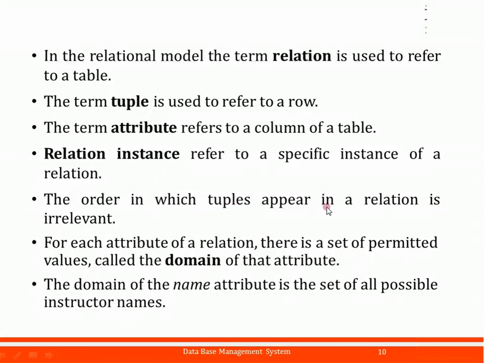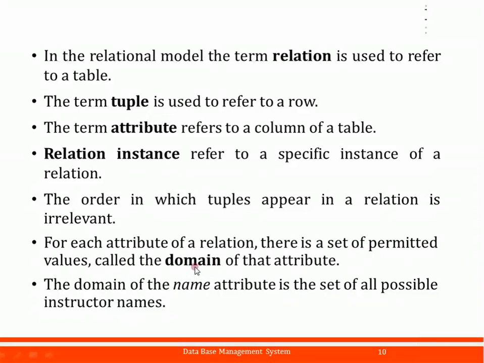The order in which the tuples appear in the relation is irrelevant. We need not worry about the order in which the tuples appear in the relation, and the order in which the columns appear in the relation is also irrelevant. We need not worry about that. For each attribute of a relation, there is a set of permitted values called the domain.